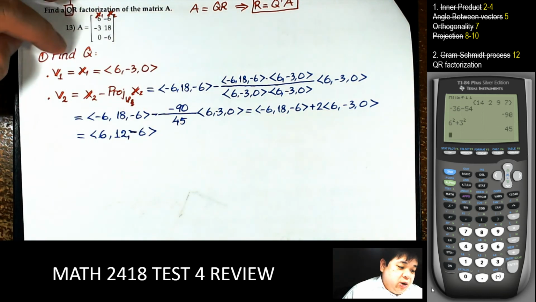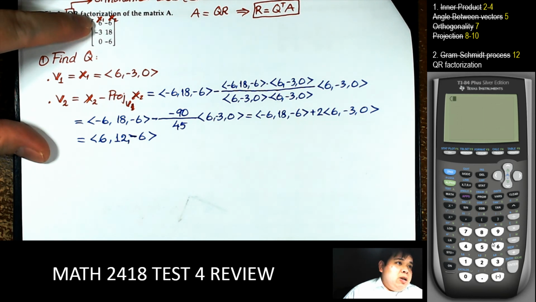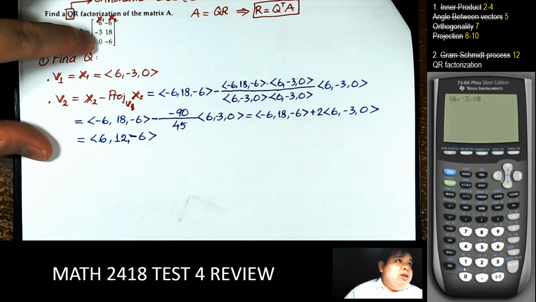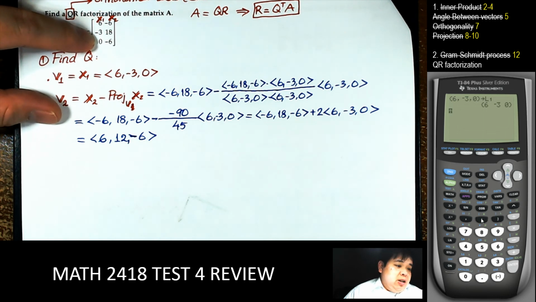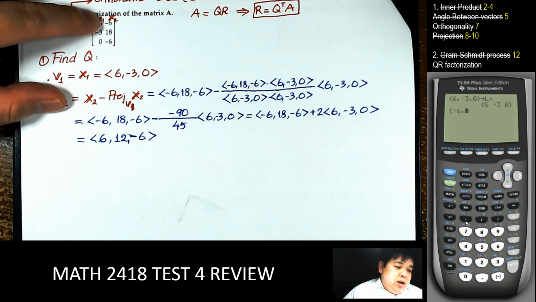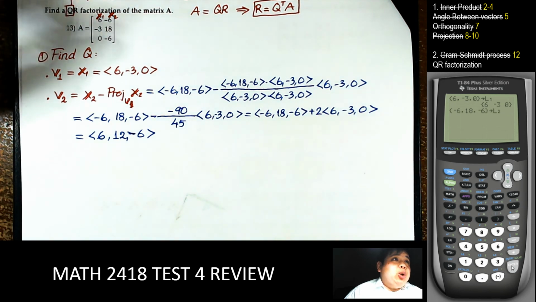I'll check with the calculator real quick. Our V1 or X1 is 6, negative 3, 0. Let's store that into L1 or X1 or V1, and then next negative 6, 18, negative 6. Let's store that into L2 or X2, not V2.